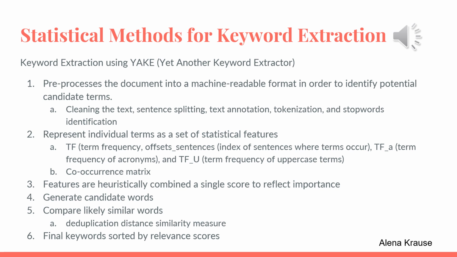Then we represent the individual terms as statistical features. These statistical features include term frequency, sentence index, acronym term frequency, and uppercase term frequency. Such features are later combined to calculate a single score that reflects the term importance. From here, candidate words are generated and distance measures are used to calculate the similarity. Finally, the keywords are sorted by their relevance scores. We will go into some more detail about this approach in the next slide.